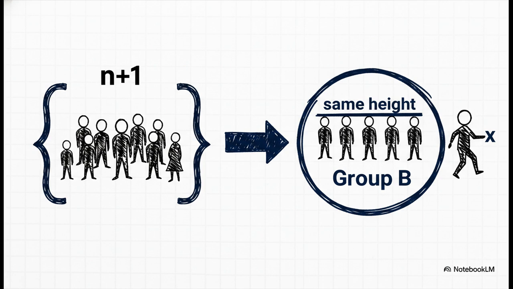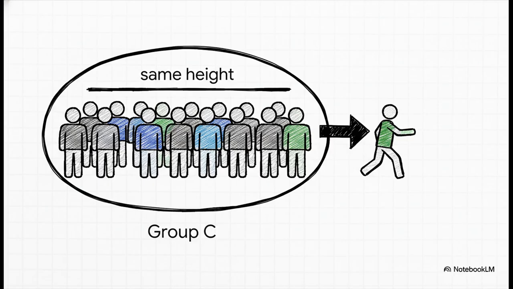So far, so good? Right, now x comes back in, and a different person, y, steps out. So once again, we have a group of n people. We'll call this one group C. And just like before, our assumption tells us that everyone in group C must also be the exact same height.